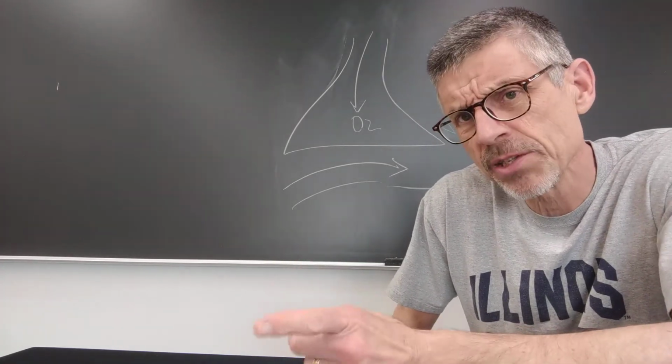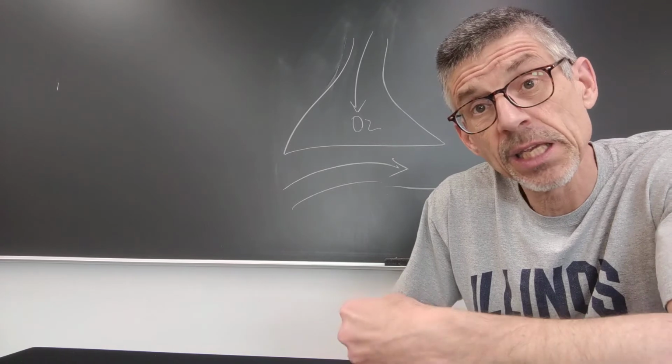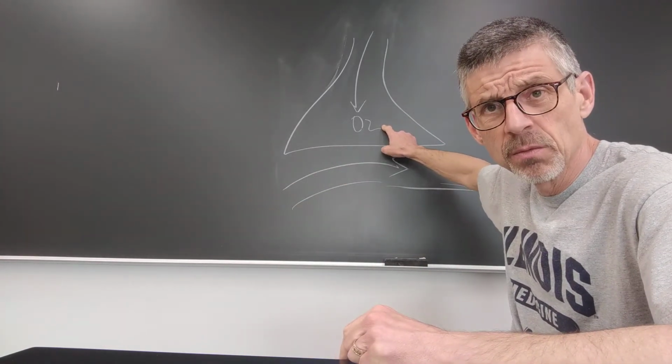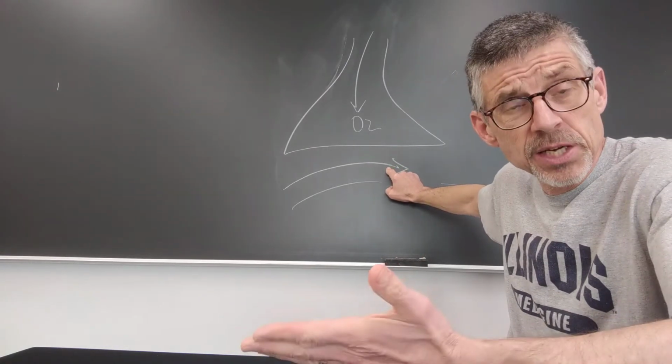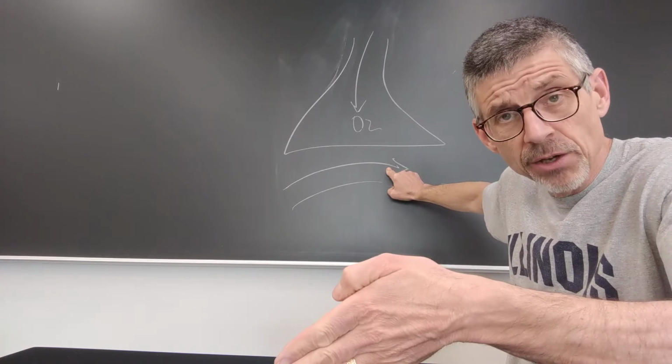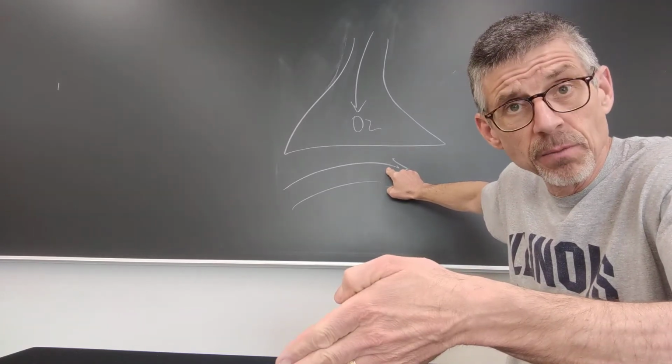To get diffusion of oxygen to occur from the alveoli into the bloodstream, there must be a higher partial pressure in the alveoli than in the bloodstream. Just like there has to be a higher concentration difference on one side of a membrane relative to the other for diffusion to occur across that membrane.